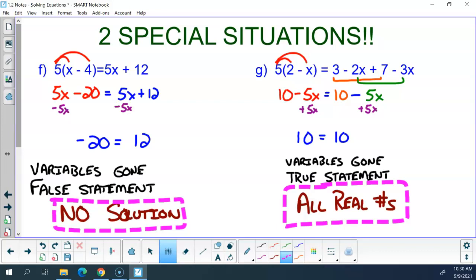I would also here accept on this one, I don't know if you guys know the symbol for all real numbers. That would work too. Okay. Or infinite solutions. Okay. All of those mean the exact same. Okay.